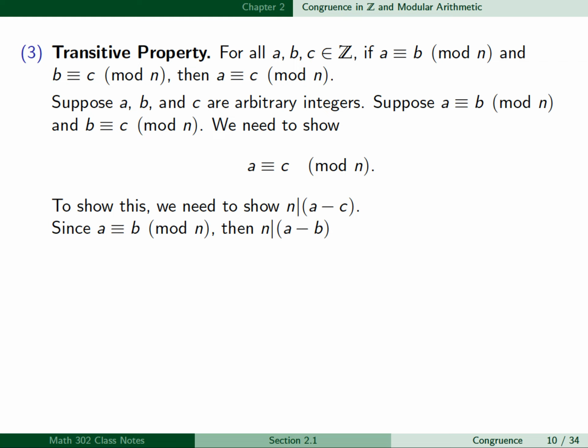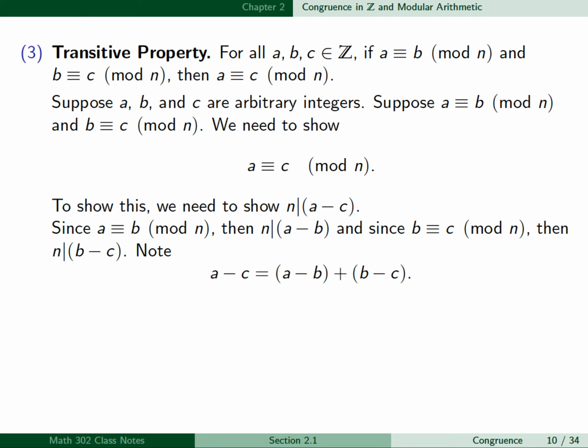From the hypotheses, since a is congruent to b mod n, then n divides a minus b. And since b is congruent to c mod n, then n divides b minus c. And note that a minus c will be equal to a minus b quantity plus b minus c quantity.